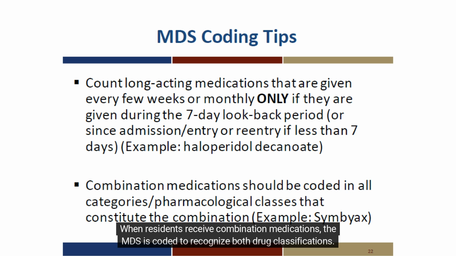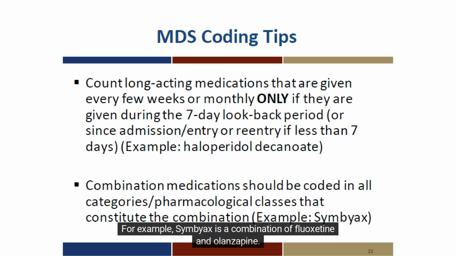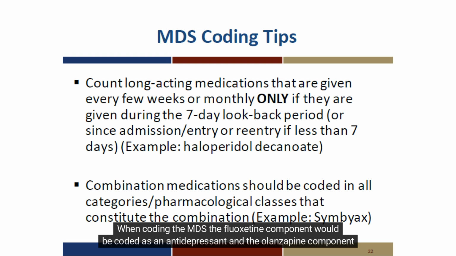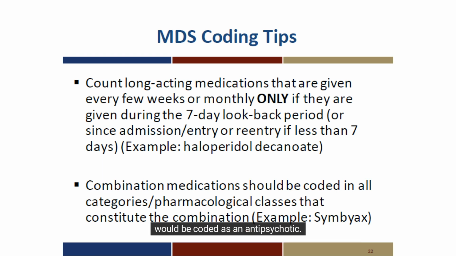When residents receive combination medications, the MDS is coded to recognize both drug classifications. For example, Symbyax is a combination of fluoxetine and olanzapine. When coding the MDS, the fluoxetine component would be coded as an antidepressant, and the olanzapine component would be coded as an antipsychotic.